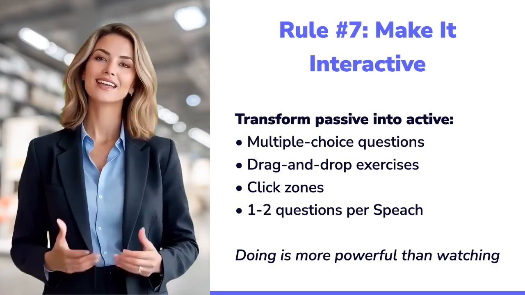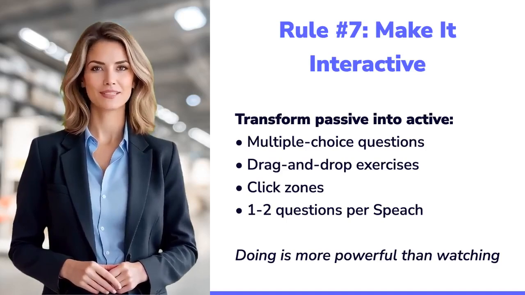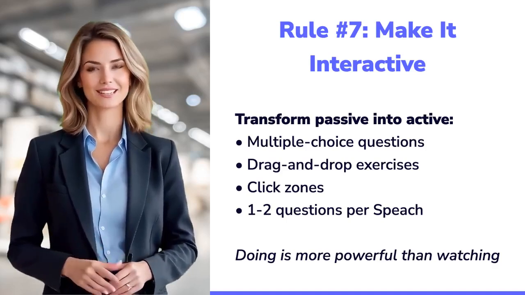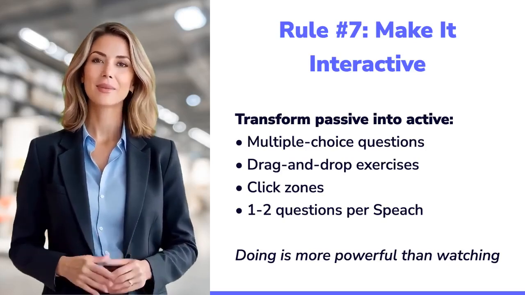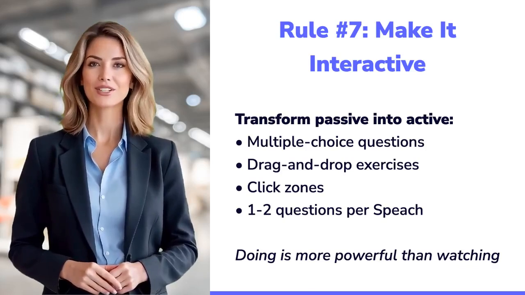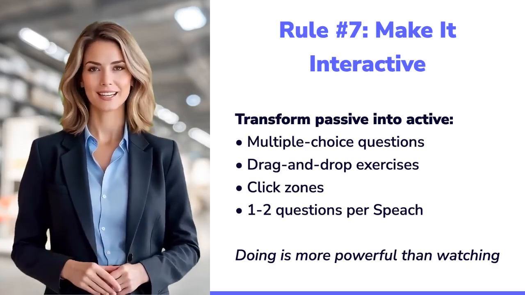Rule number 7 is about making content interactive. Watching is passive, but doing is powerful. Add simple interactive elements to transform passive viewing into active learning. Even basic interactions like multiple choice questions or click zones can dramatically improve knowledge retention and engagement.